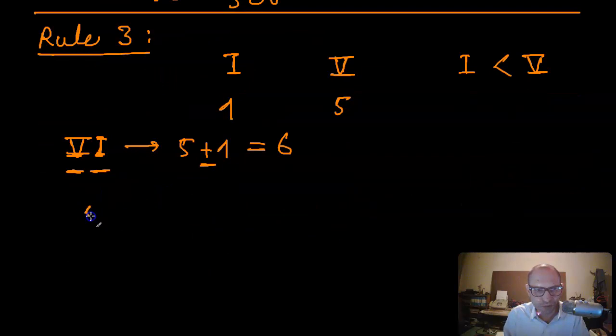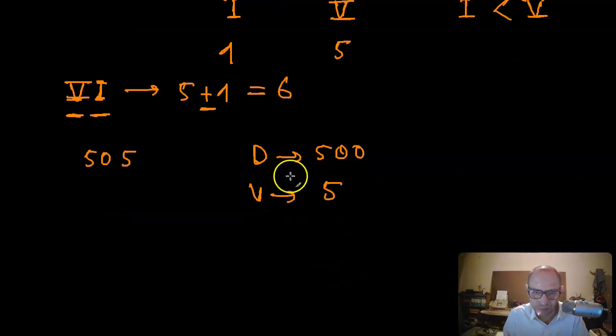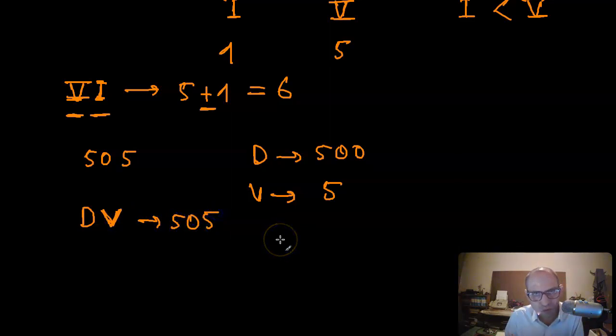And the same goes, for example, if you want to write a 505. You go for the 500, which is essentially a D, and the 5 is basically a 5. Of course you have to use these two in order to write a 505. So you write your 500, which is a D, and then because you want this 5 to be added to the value of 500, you put it on the right hand side, which means that this essentially means a 505.